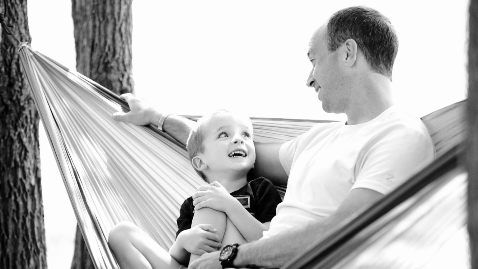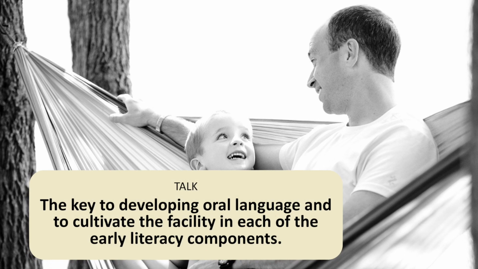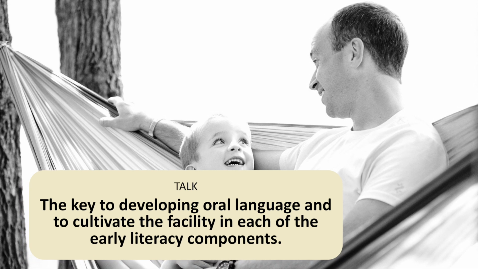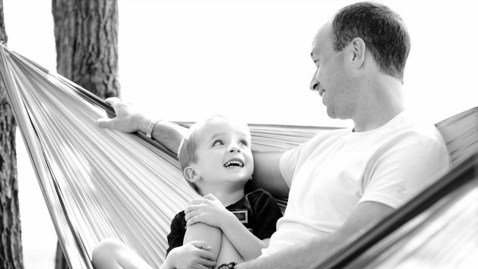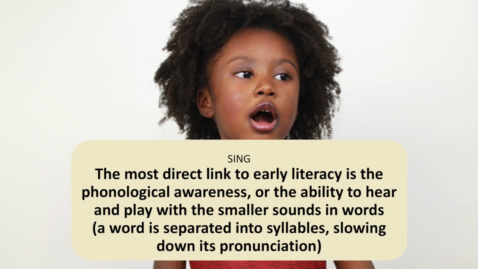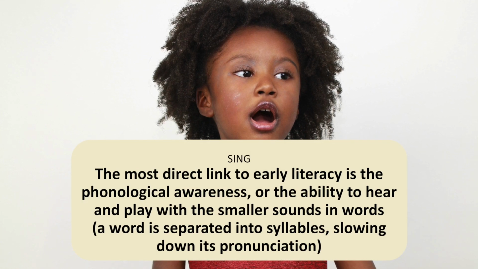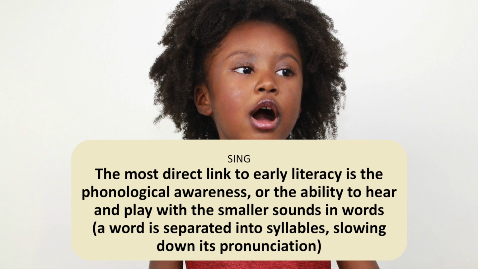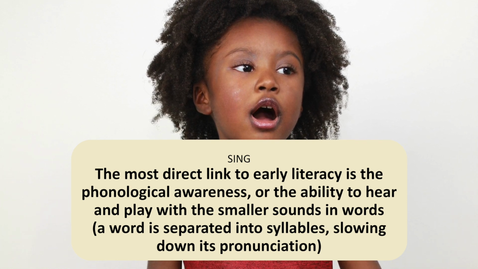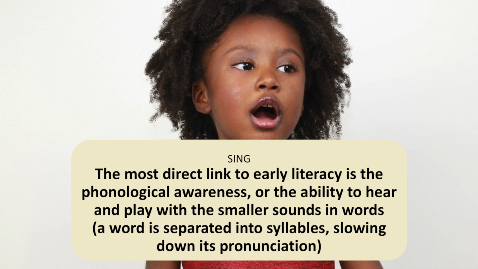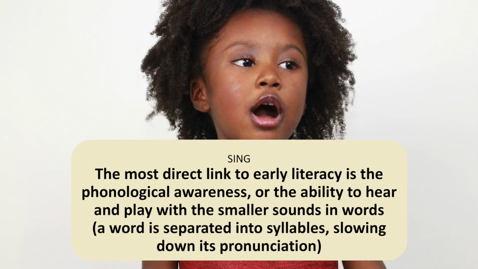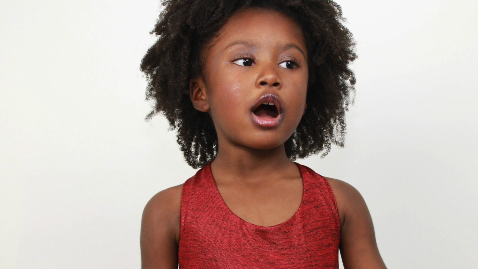The early literacy skills. We start with talking, the key to developing oral language and to cultivate the facility in each of the early literacy components. Singing, the most direct link to early literacy is the phonological awareness, or the ability to hear and play with the smaller sounds in words. A word is separated into syllables, slowing down its pronunciation.